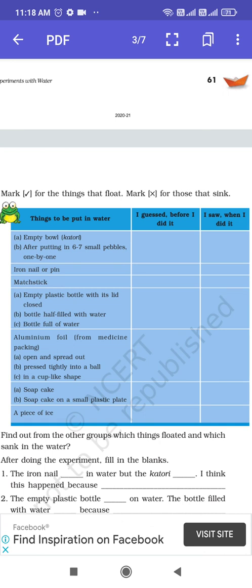Meanwhile, I'll explain this table and I'll explain about this experiment in my next class, beta.